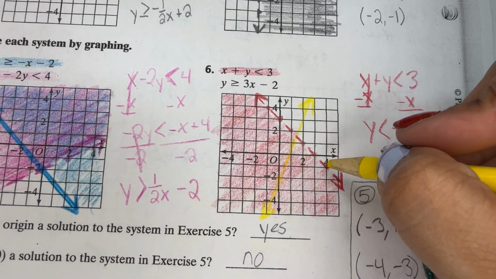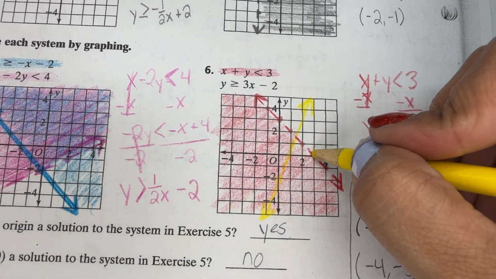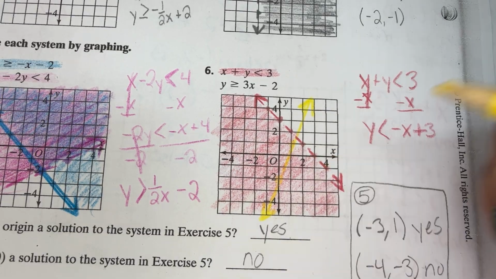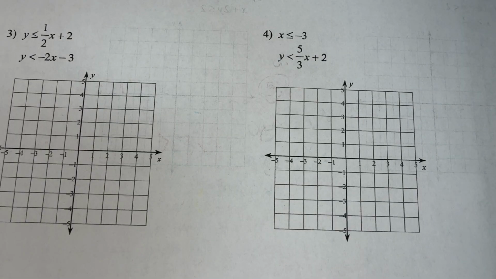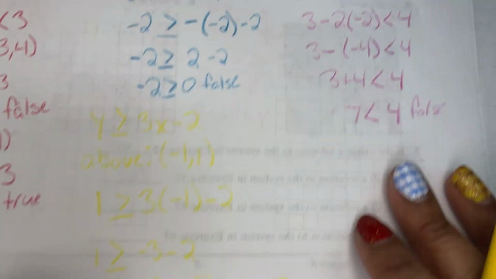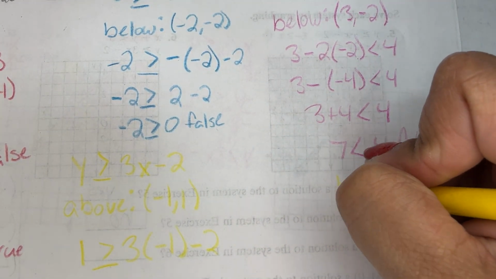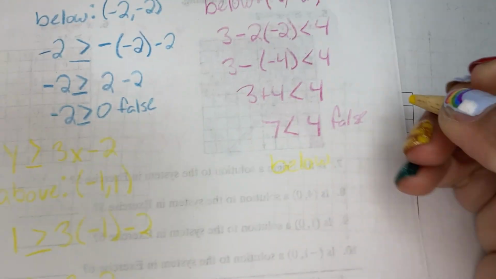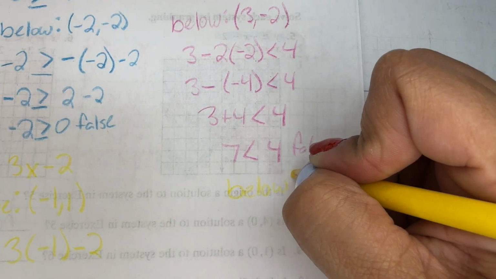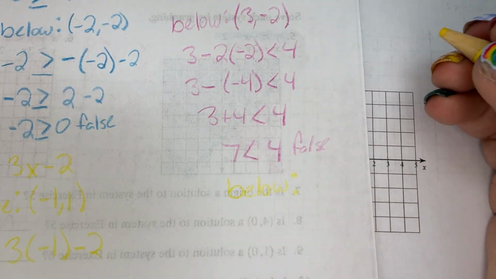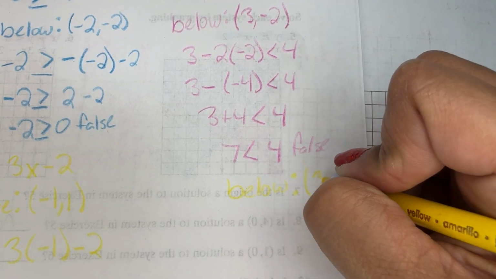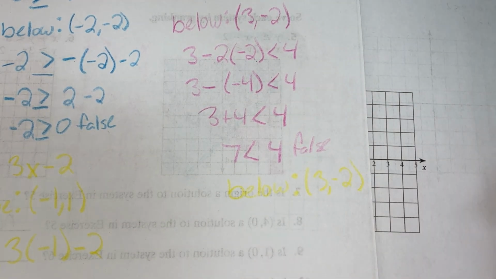So let's look at a point below our line. Let's do 3, -2. You can still use 0, 0 if you want to. I'm just making sure that we understand which is which, the x and the y. 3, -2 was my point.